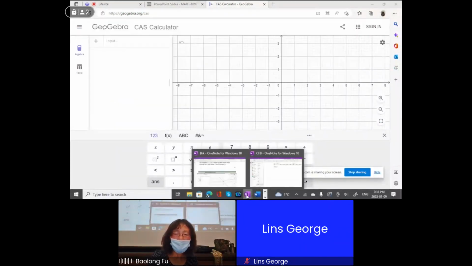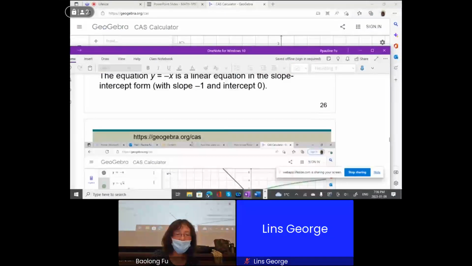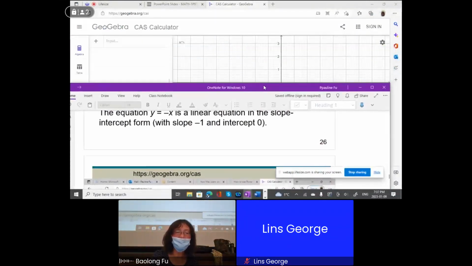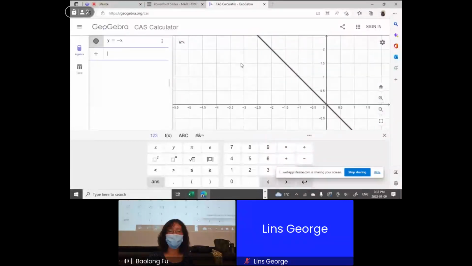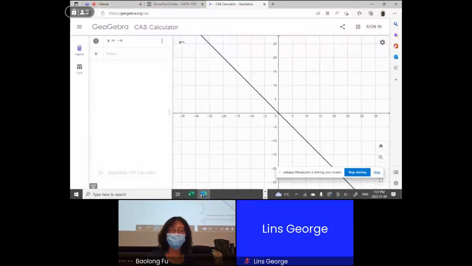After that, we want to produce a graph. Which graph? We want to produce y equal to negative x. In the input, you just type in y equal to negative x, and then you press the Enter key. See, you got this line. This line represents y equal to negative x. And this is when x is smaller than 0, so only this part here. Don't look at here, this is x greater than 0. When x is smaller than 0, it is just this part.